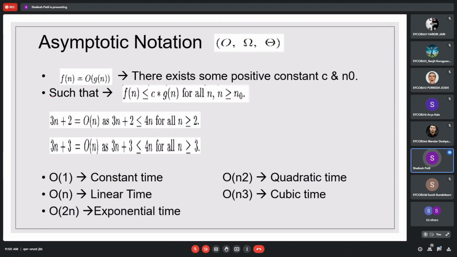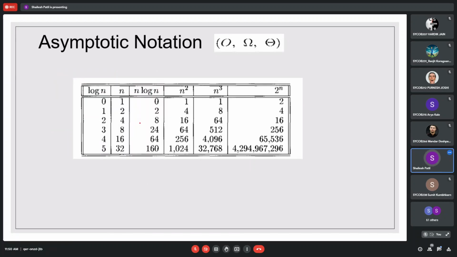Basically, what we have to find now is some function f of n which is equal to some order of g of n. That order may be big O, theta or omega, which we'll see later on. What exactly is it? It is written that f of n is less than or equal to c into g of n, where c is a constant, for all n greater than or equal to n0. I will come to this slide.